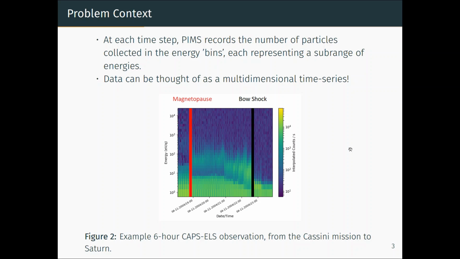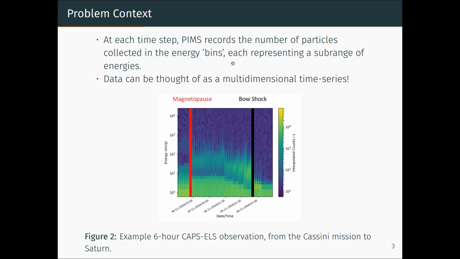We formalized this as a multidimensional time series problem. Here is an observation from the CAPS ELS, a similar instrument on the Cassini mission to Saturn. On the x-axis, we have time. On the y-axis, we have the energy bins. The counts for each bin at each time step are indicated by the colors on the right.